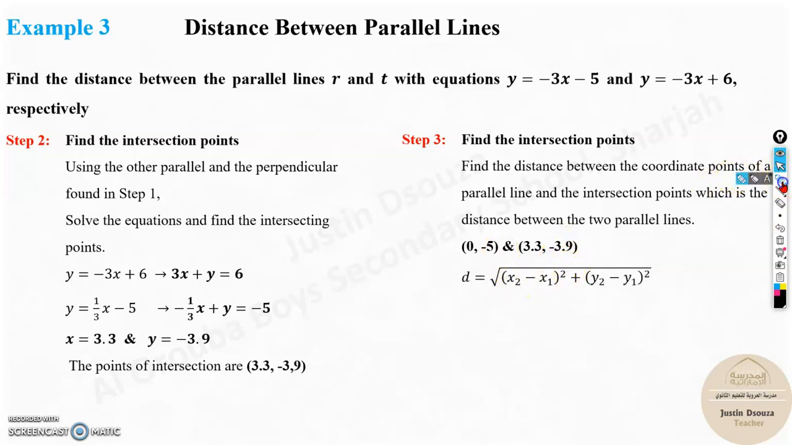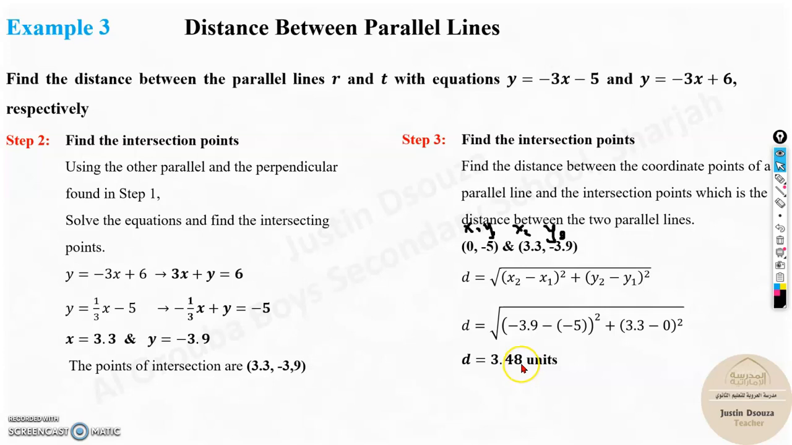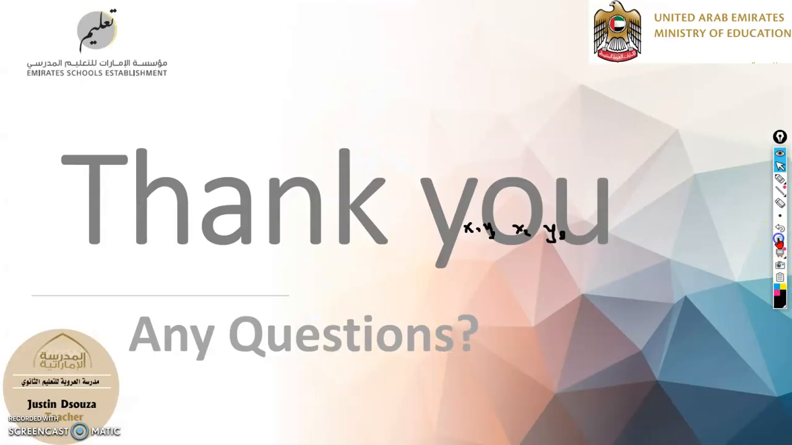Find the distance over here, x1 y1 x2 y2. Find the distance between them, and over here you will get the answer 3.48 units. So the distance between the parallel lines of these two equations is 3.48 units. That is the answer for this question. So that is how we solve this particular lesson. A few things to remember: equations of parallel or perpendicular lines, solving the equations using a calculator to find the intersecting point, and the distance formula. Then you can easily solve it.